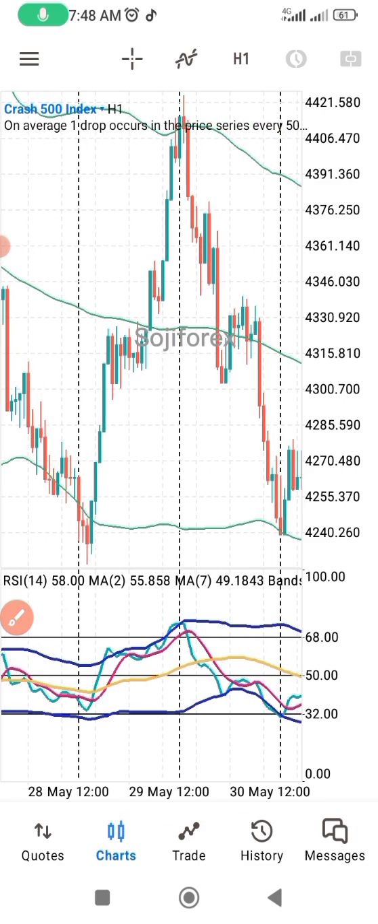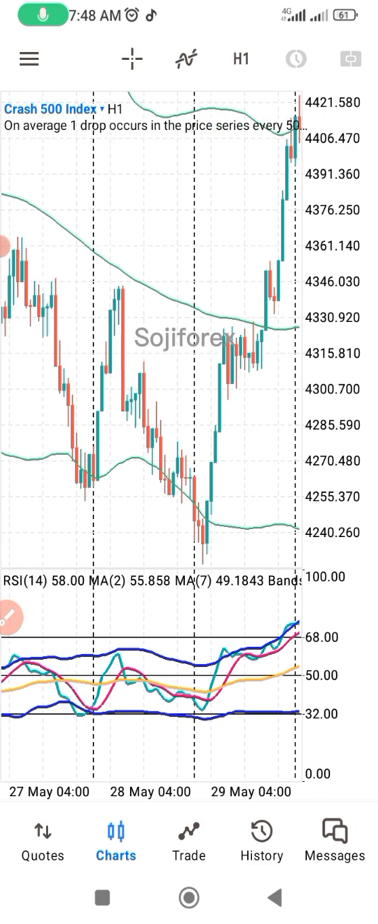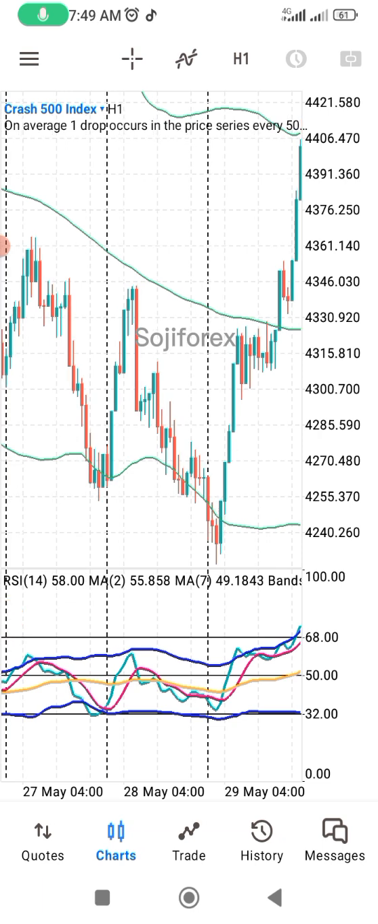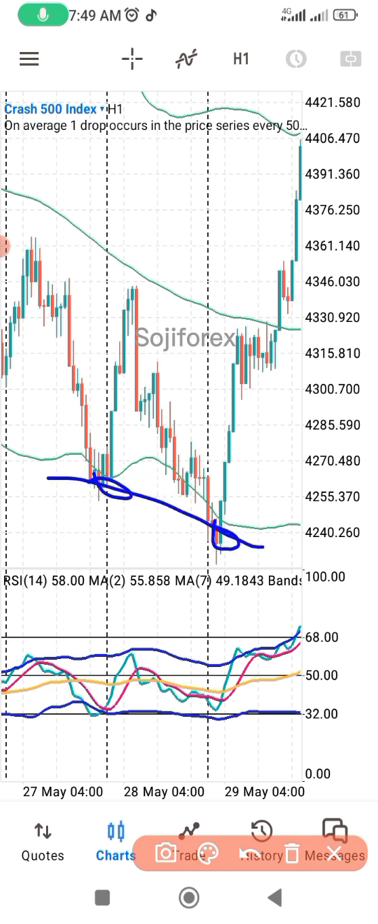And at this zone, price breaks to the upside. Look at here and look at here. This is a divergence, and that gives us a break of structure here. So we know that there is a change of market direction.